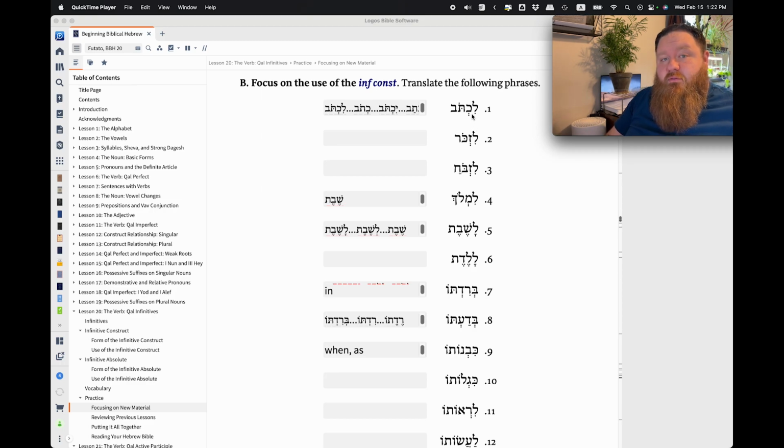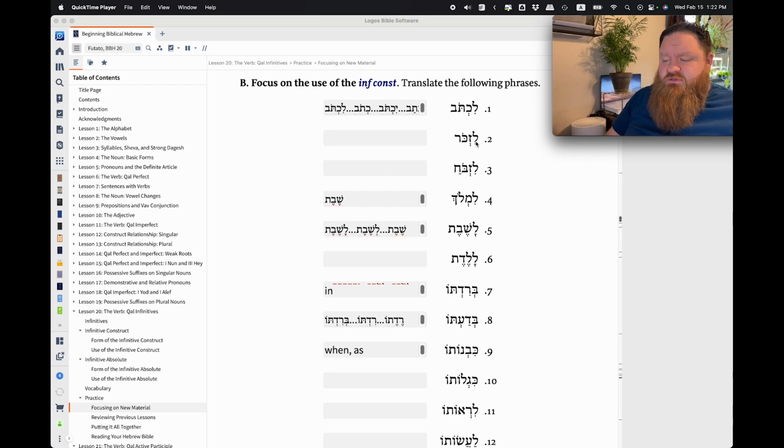Katav in the Qal Perfect 3ms would mean he wrote. So here it simply means to write. There's no real difference in the translation of the bare infinitive construct versus the lamed plus the construct. They both mean to write. Sometimes the lamed will be added to this form to indicate purpose or intention, but with no context here, you can't really translate the lamed any differently. So the translation here would just be to write. Number two is a similar situation.